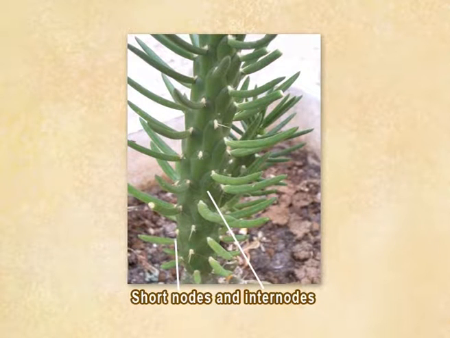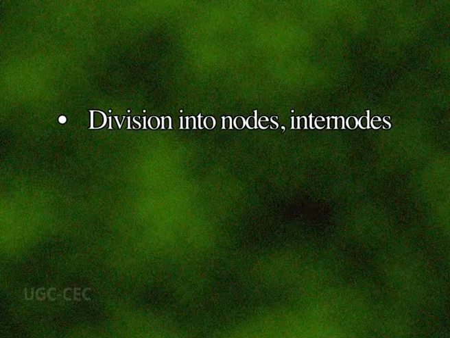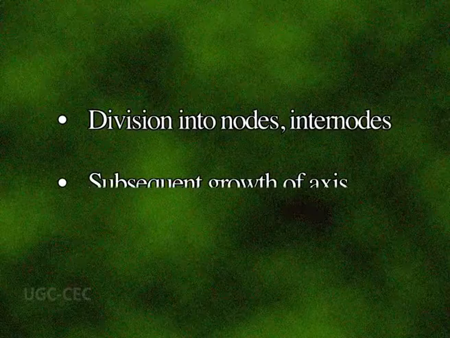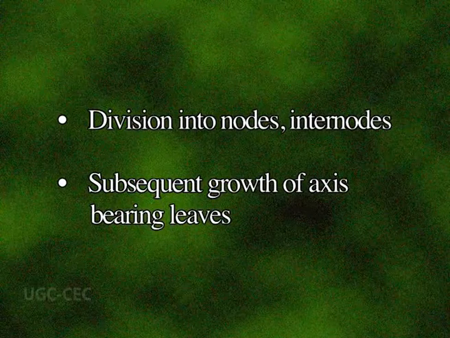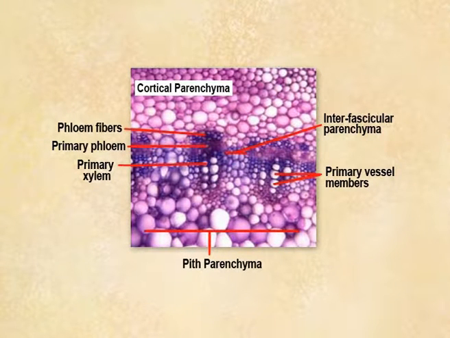Depending on the level of development of internodes, the shoot assumes varying heights. Thus, a common feature of the stem in the primary state of development is its division into nodes and internodes, which results from the manner of origin of leaves at the shoot apex and the subsequent growth of the axis bearing these leaves. These features of the shoot have a bearing upon the primary vascular system and its development.